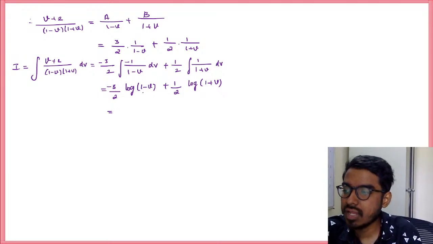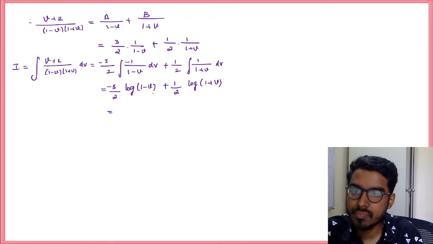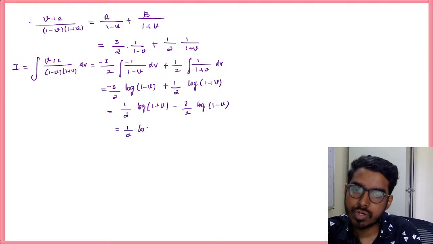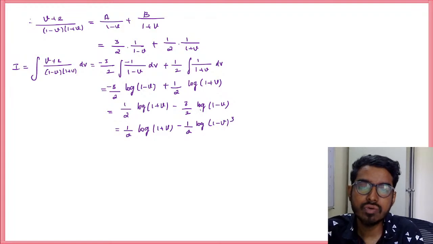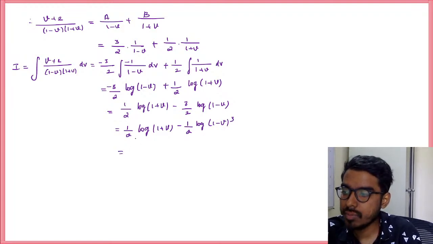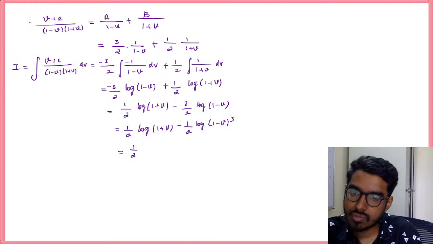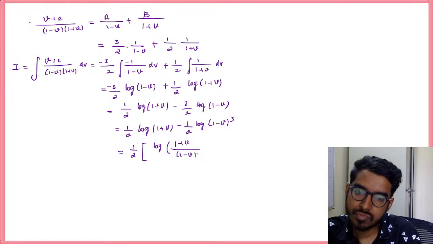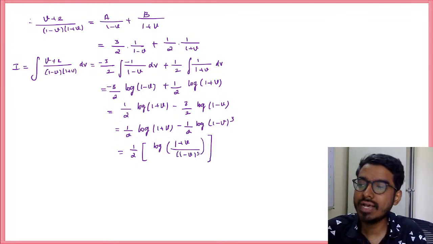And we know log a minus log b is log a by b. You can also use that property. This can be written as 1 by 2 log 1 plus b minus 3 by 2 log 1 minus b. Let's take this 3 to here, so that I can take 1 by 2 outside, because we know log a power x is x log a. Log a minus log b is log a by b. Log of 1 plus b divided by 1 minus b whole cube. This is the value of I.